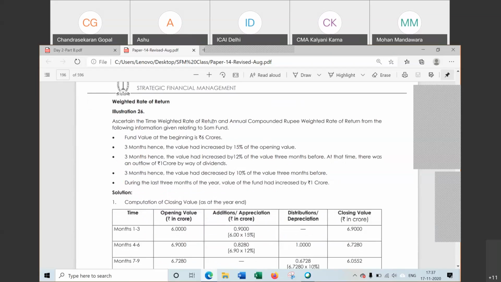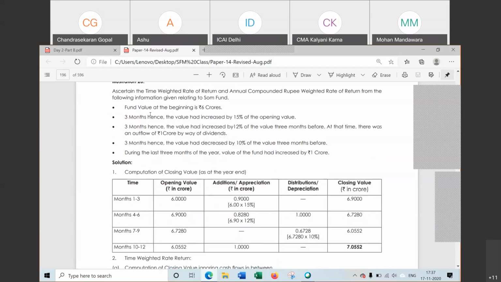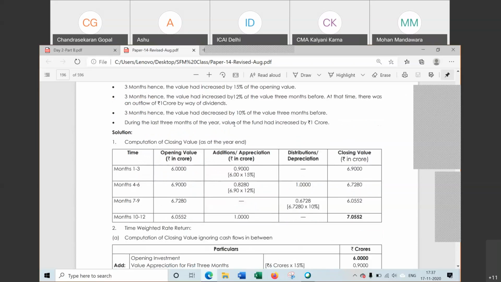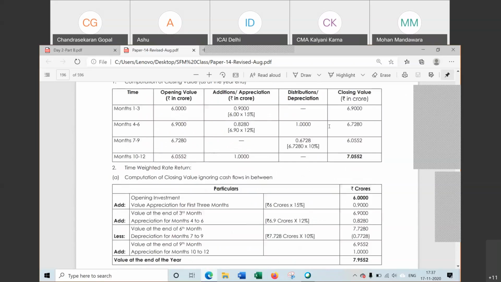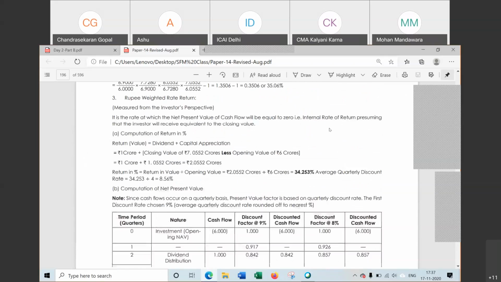Ascertain the time weighted rate of return and rupee weighted rate of return. These are the information: fund value at the beginning 6 crore. After 3 months, there is an increase of 15%. After 3 months, there is again an increase of 12%. And after 3 months, a decline in value by 10%. During the last 3 months, the value of the fund has increased by 1 crore. So first we will look at the second table.